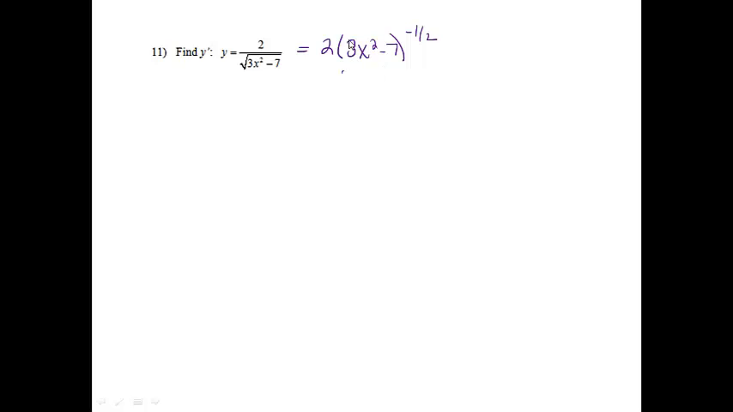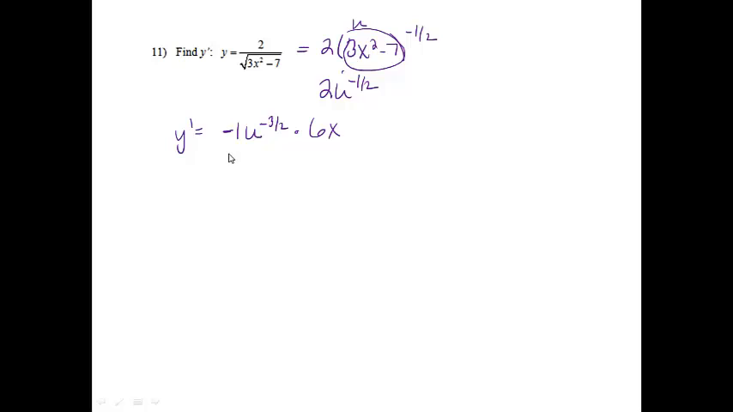Okay, now I'm going to do a u substitution, so I'm going to let u be what's in the parentheses. So this is really 2u to the negative 1/2. So when I find the derivative, just using my simple power rule, 2 times negative 1/2 would just give me negative 1 u to the negative 3/2 because I'm subtracting 1 times the derivative of u. The derivative of 3x squared minus 7 is 6x.